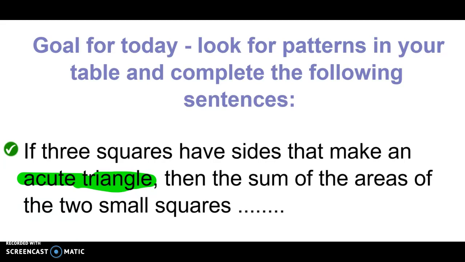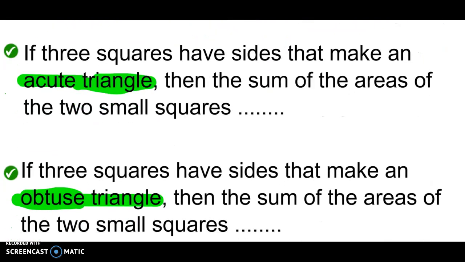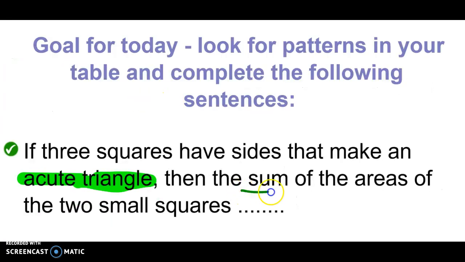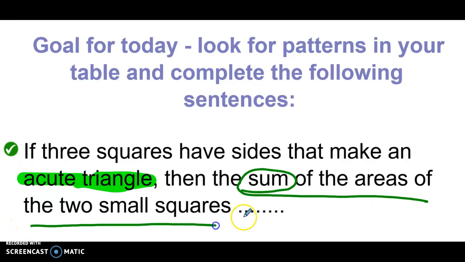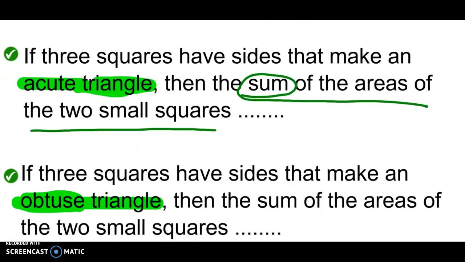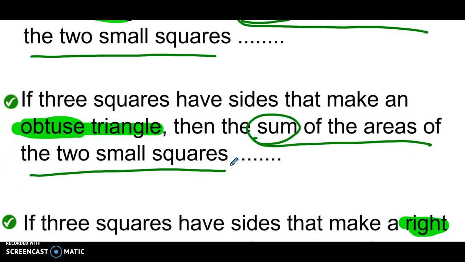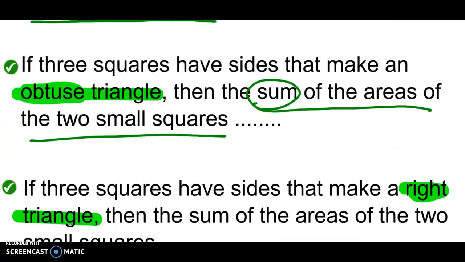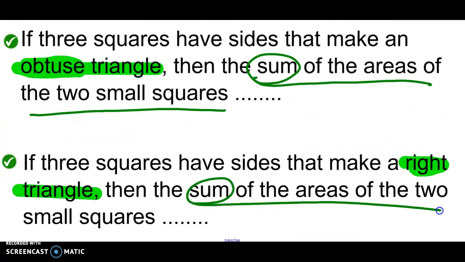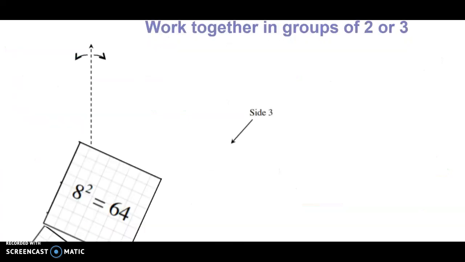We're going to take three squares and create triangles, and we're going to look at the ones that create acute triangles. If they make up an acute triangle, then the sum of the areas of the two small squares should follow a pattern. When we look at obtuse triangles, the sum of the areas of the two small squares should also follow a pattern. And if they make up a right triangle, we're again going to look at the sum of the areas of the two small squares to see if they create a pattern. So we're going to take the three different types of triangles and add up the bottom squares.